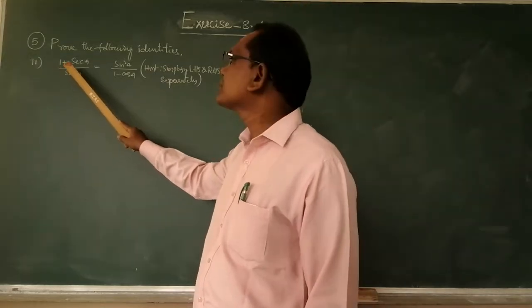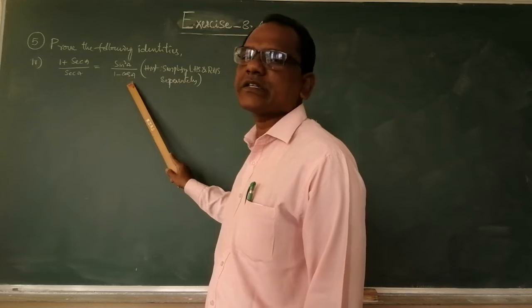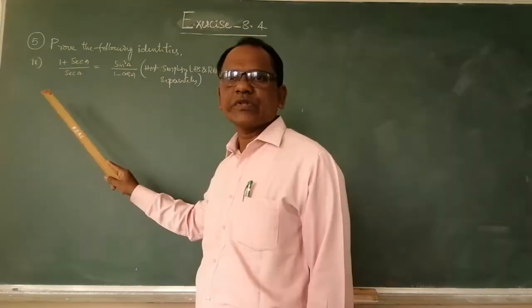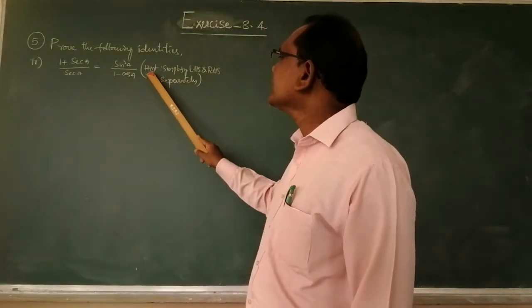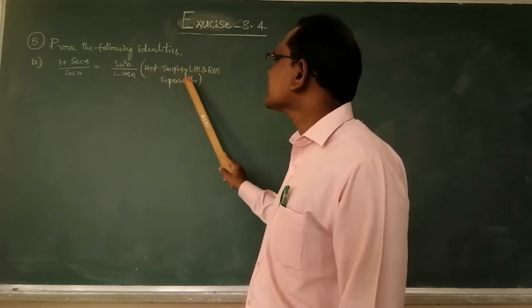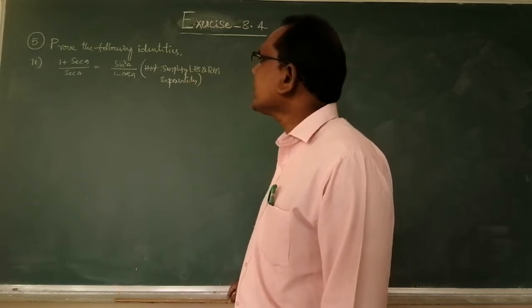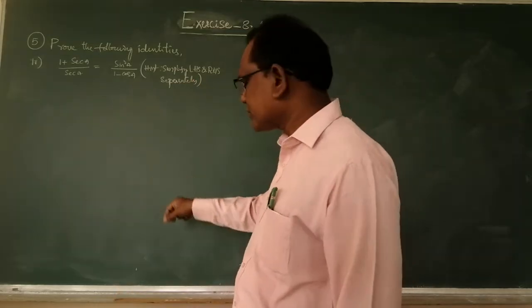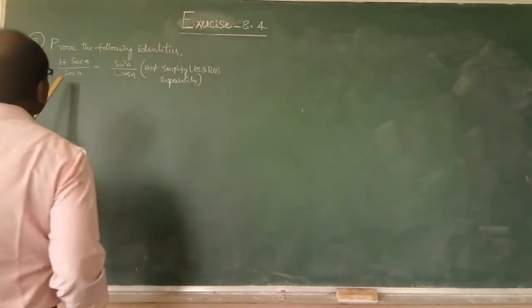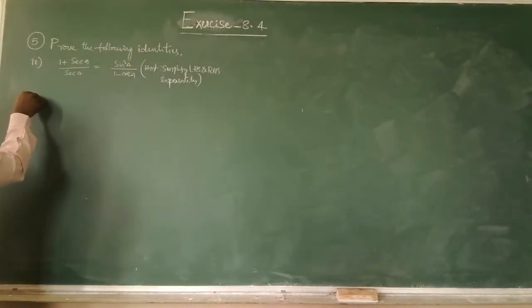(1 plus secant A) by secant A equals sin square A by (1 minus cos A). We have to prove this one. Here they have already given a hint: simplify LHS and RHS separately. This hint is very important. I am going to take the LHS first. Solution.